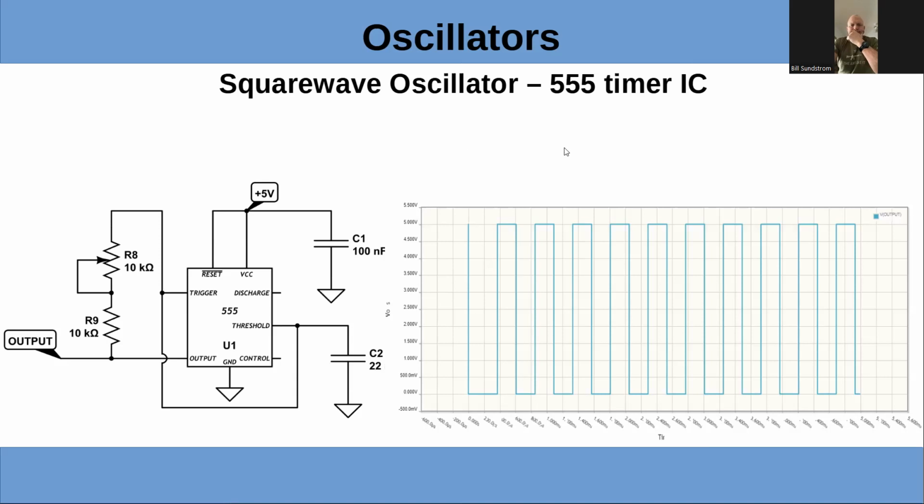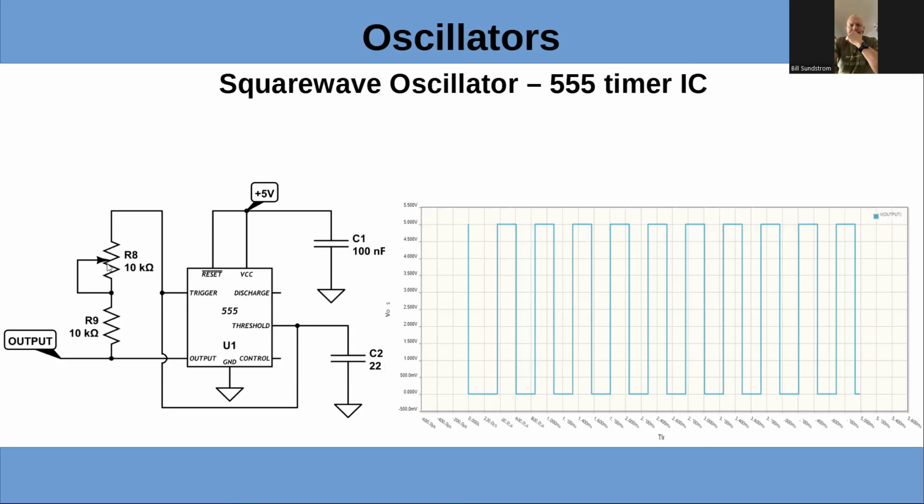One of the other more popular things in this, the old 555 timer IC, has been around for 50 years. Yeah, probably. It's a little integrated circuit that is like magic. You can do all kinds of things with it. One of the main things is you can build a square wave oscillator with just a couple components.